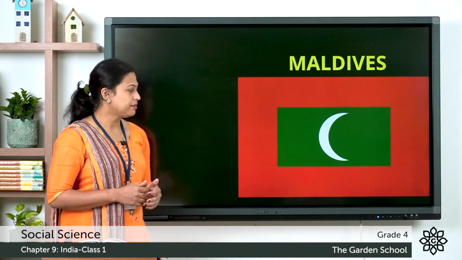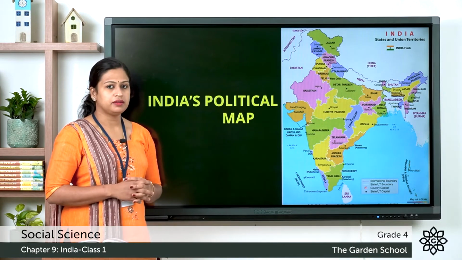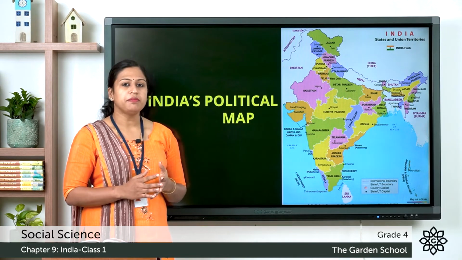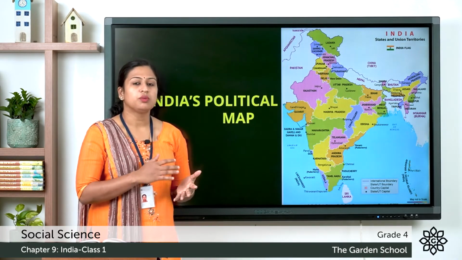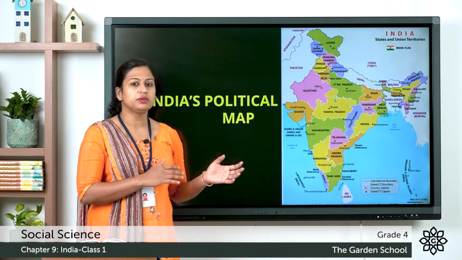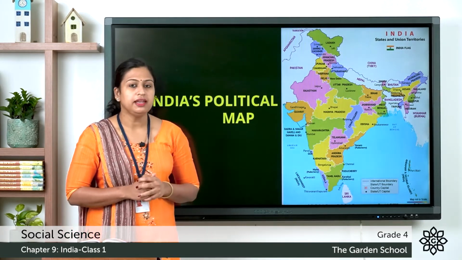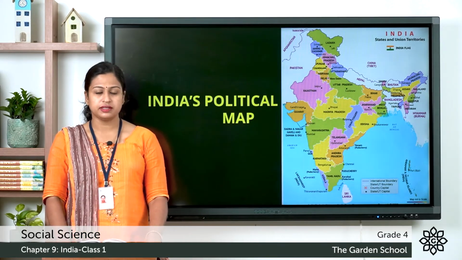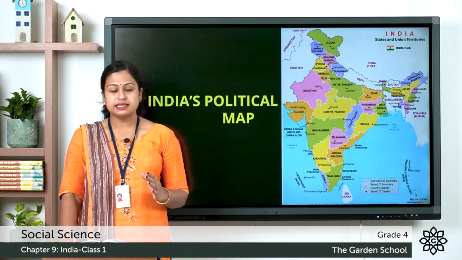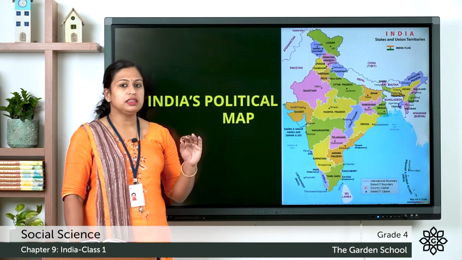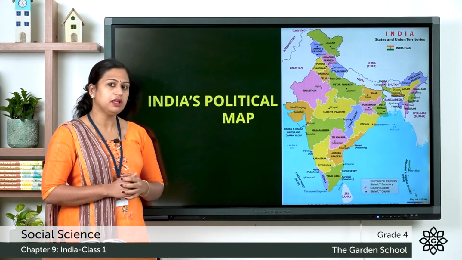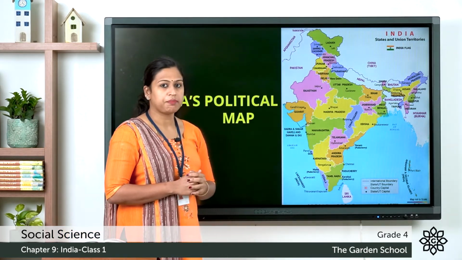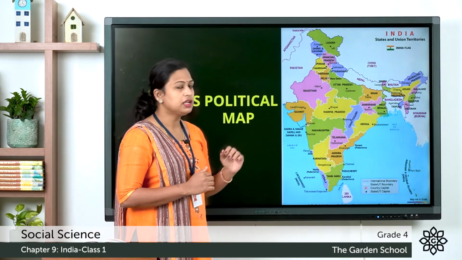Next, we will discuss about the political map of India. Now, this is the political map of India. Political maps are those maps which show the different states with its capital and union territories with its capital. So, we all know that India is a vast country. We have states and union territories. And do you know that the seat of the government is located in the capital city of that particular state? Now, here you can see the different states with its capital which are mentioned in different colors.